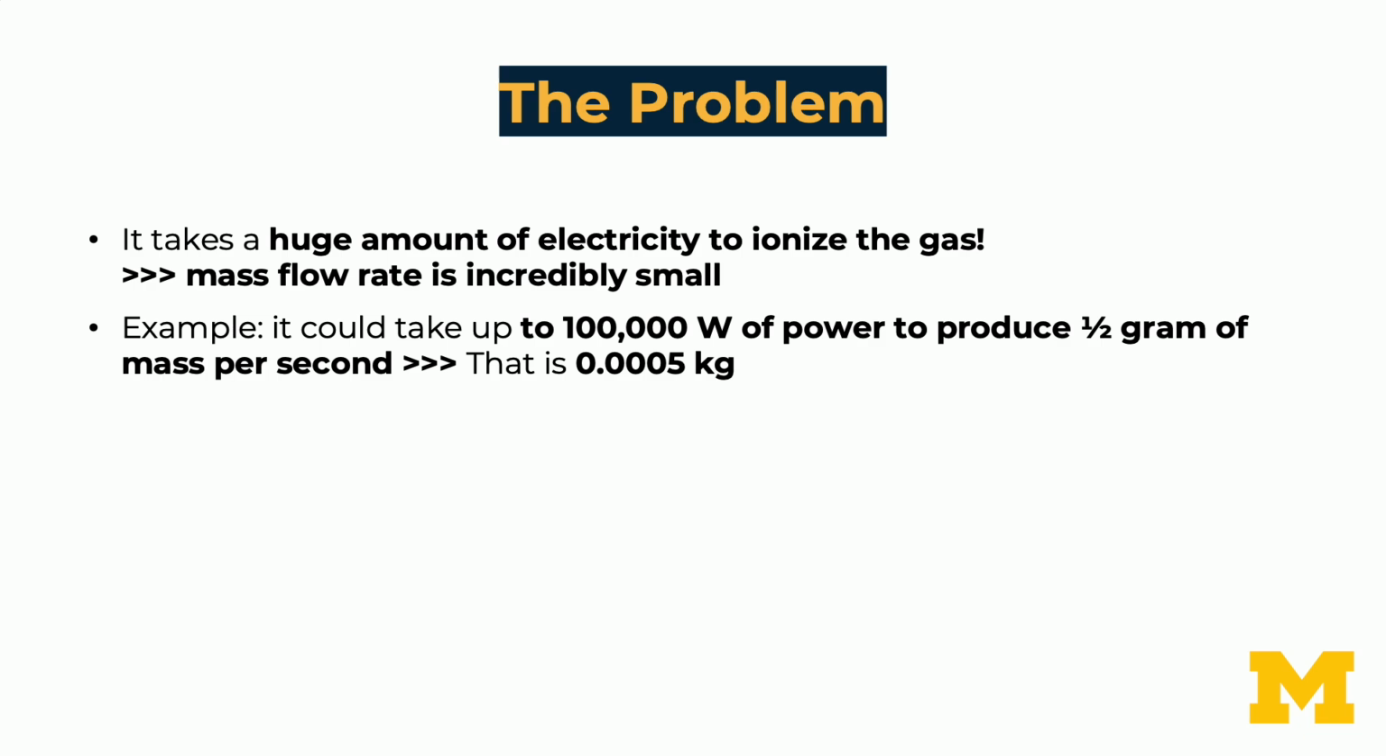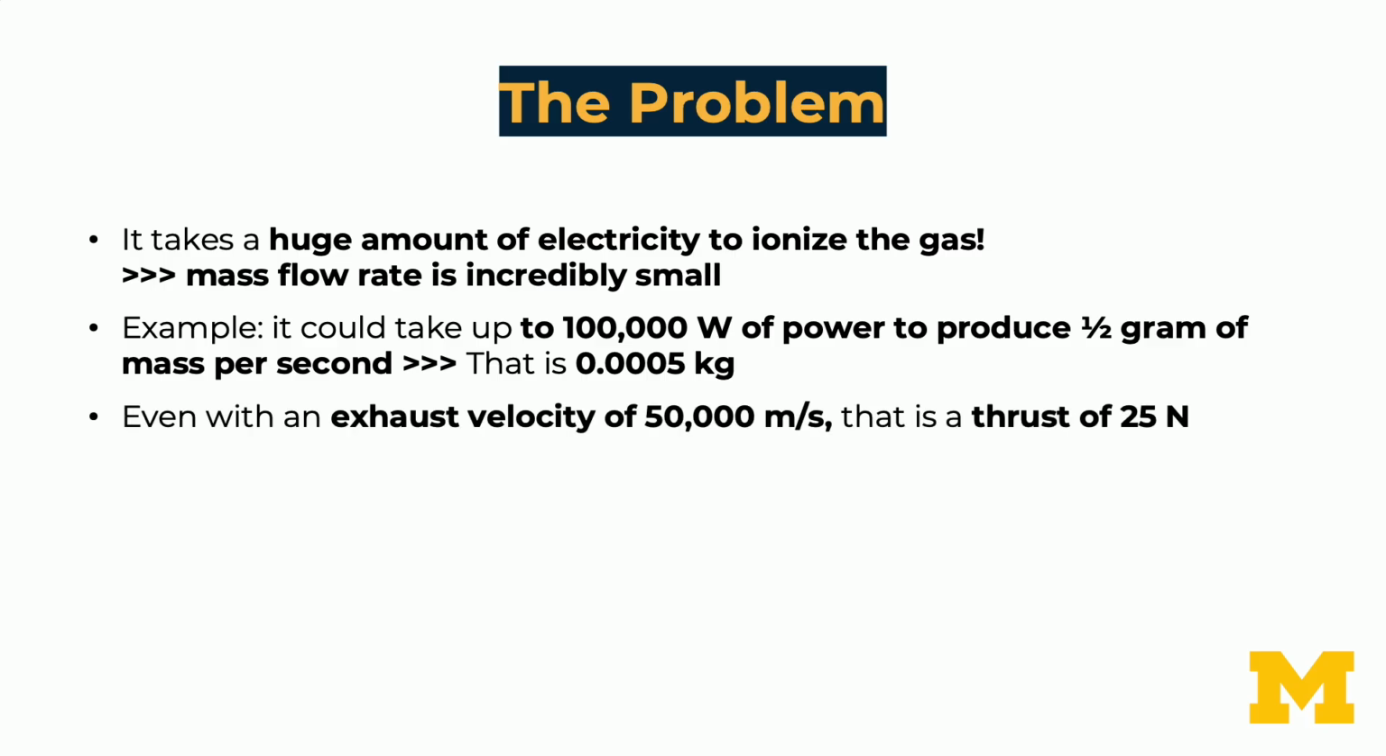That is 0.0005 kilograms of mass. So even with 30,000 meters per second exhaust velocity, that's not very much thrust. If the exhaust velocity is 50,000 meters per second, and you take this 0.0005 kilograms, that produces 25 newtons of thrust.